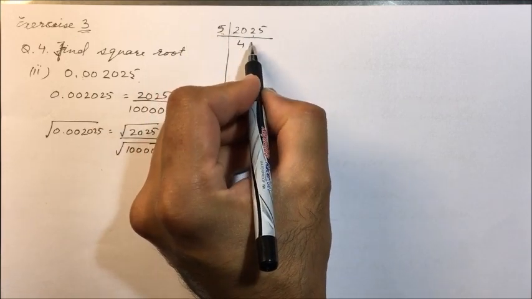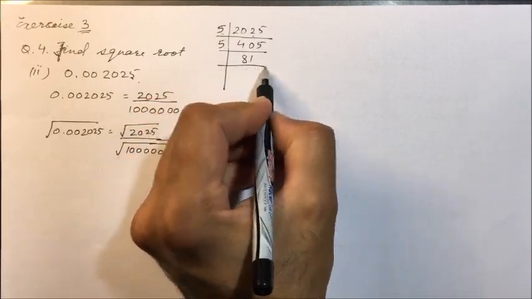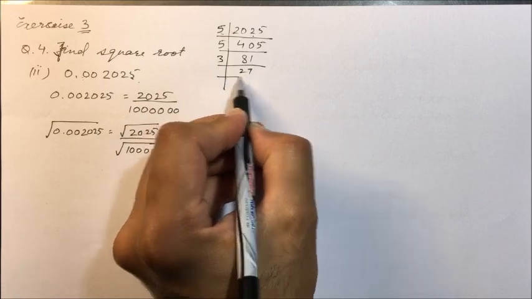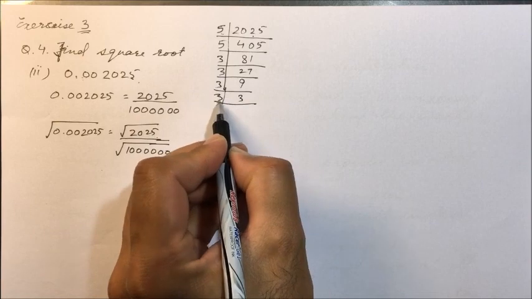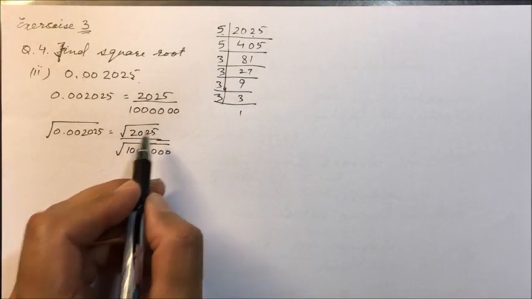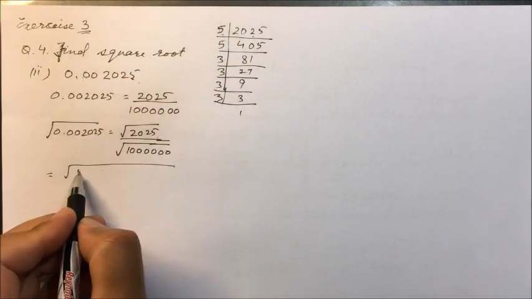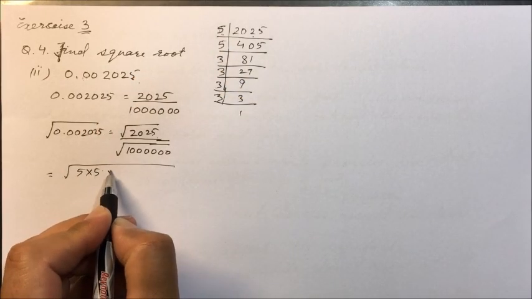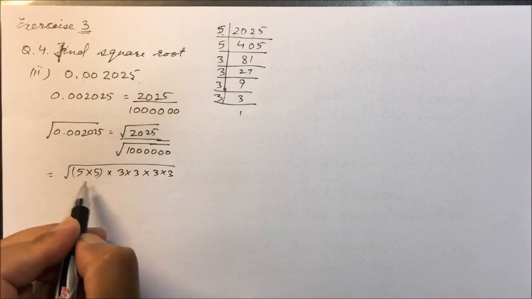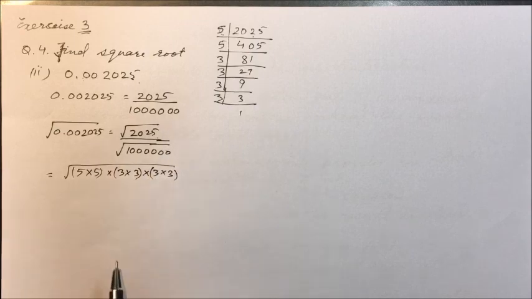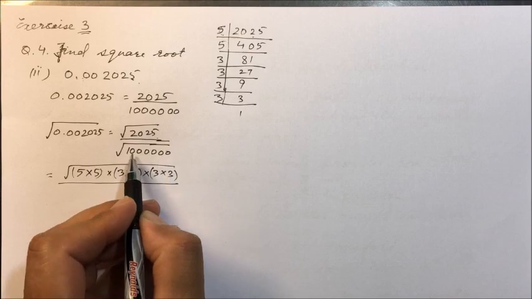Next it will be 405. Again 5, 81. 3, 27. 3, 9. 3, 3, 3, 1. So root of 2025 can be written as root of 5 into 5, into 3 into 3, into 3 into 3. So we have these pairs. Divided by root of 1,000,000, which can be written as 1000 into 1000.